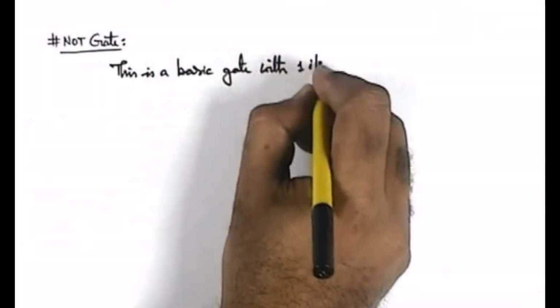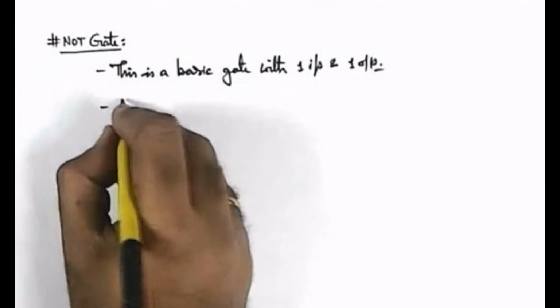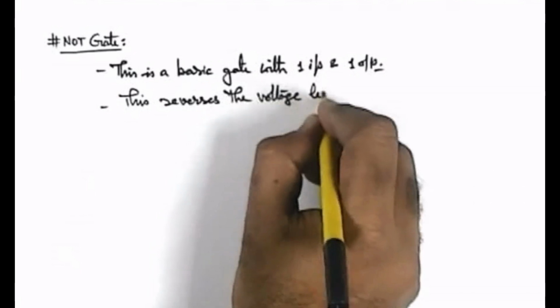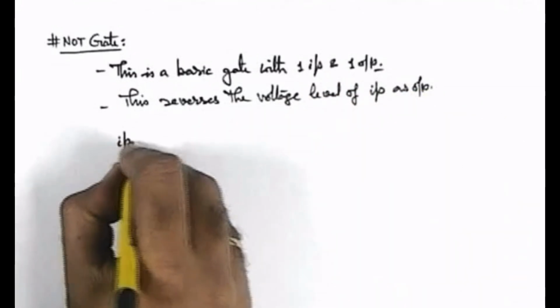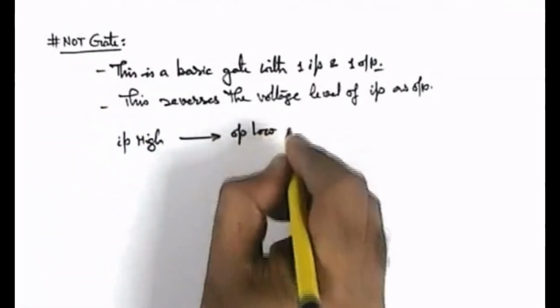With the one input and one output. And about the logical function of NOT gate, here we can write this reverses the voltage level of input as output. Like if the input terminal is high at the input end of NOT gate, in that situation the output would be low. And if the input end is at low state, that is at zero state, its output end would be in high state.